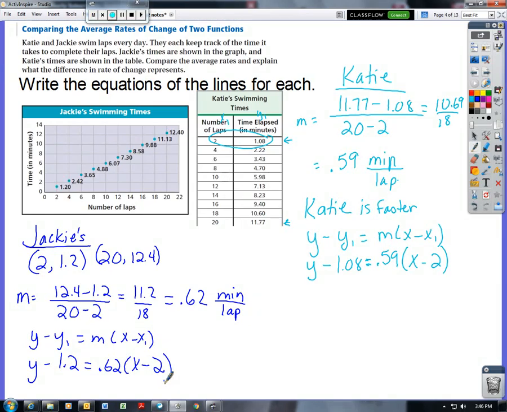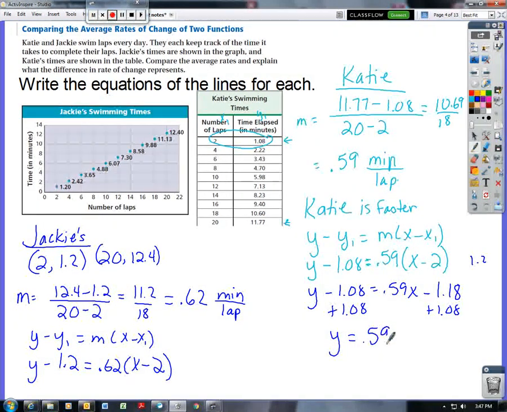Sometimes too, it is a good idea to distribute and simplify because then you'll know the y-intercept. So maybe I'll do that with one of these. I'll do it with this one because I have more room over here. So I'm going to distribute 0.59 times x. Let's see, 0.6 times 2 would be 1.2, so it's going to be 1.18 negative. And then you can add the plus the 1.08. And that's going to be negative 0.10.